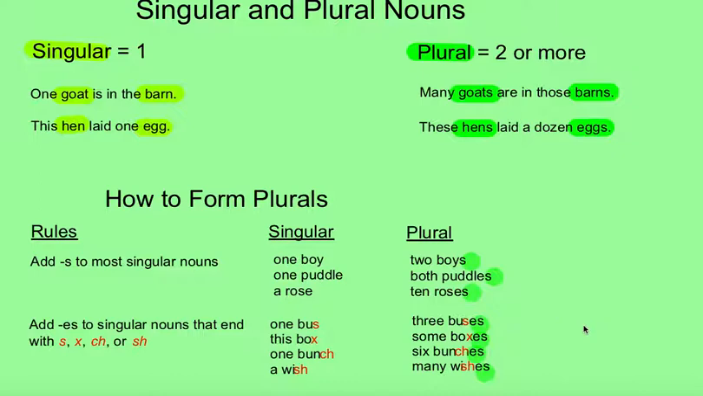So the tricky part comes when we have these sounds with S, X, CH, and SH. We also need to add in there the TCH as well. So we go from a bus to buses, from a box to boxes, from bunch to bunches, and from wish to wishes.